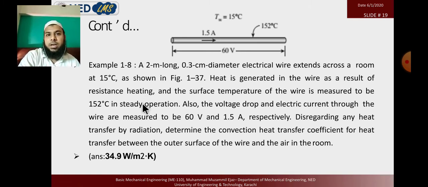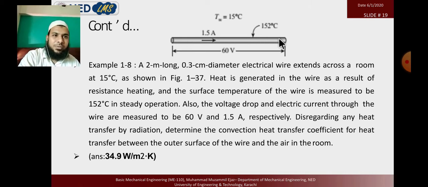So for the heat transfer rate, we just take this value. If it is an unsteady problem, you cannot apply the same formula, because the temperature of this metal rod is changing with respect to time. Also, the voltage drop and electric current through the wire are measured to be 60 volts and 1.5 amperes respectively. Disregarding any heat transfer by radiation, determine the convection heat transfer coefficient for heat transfer between the outer surface of the wire and the inside of the room.